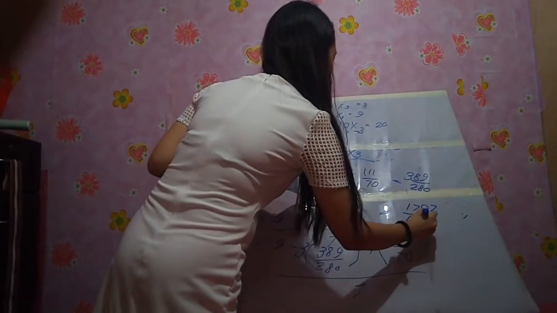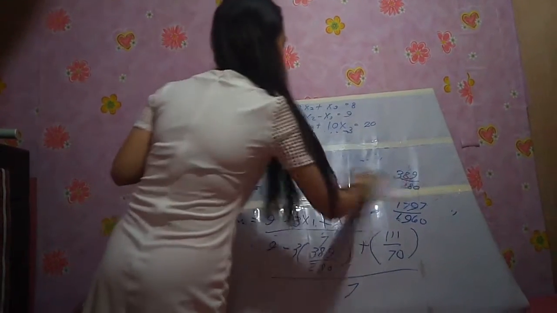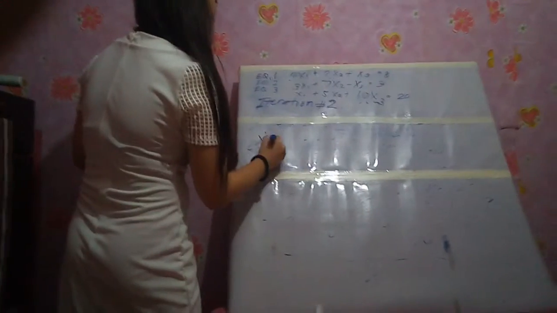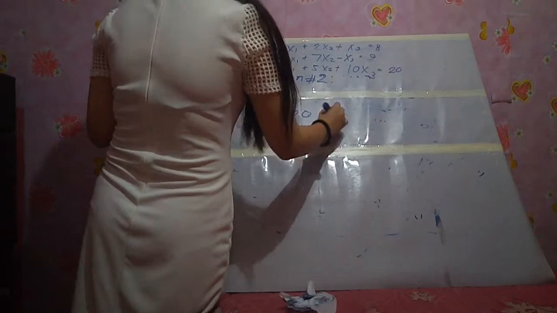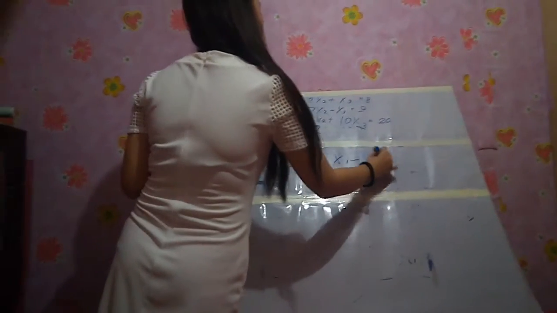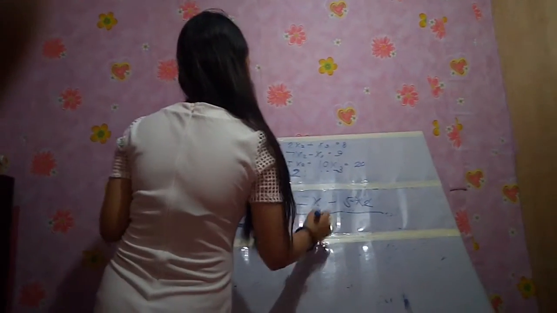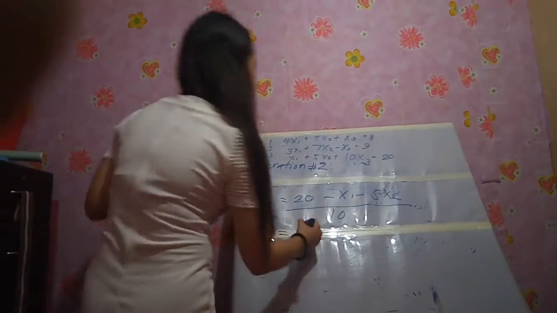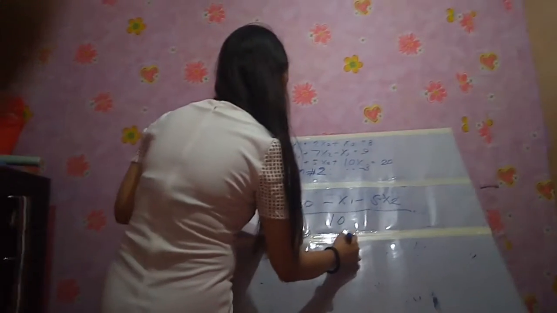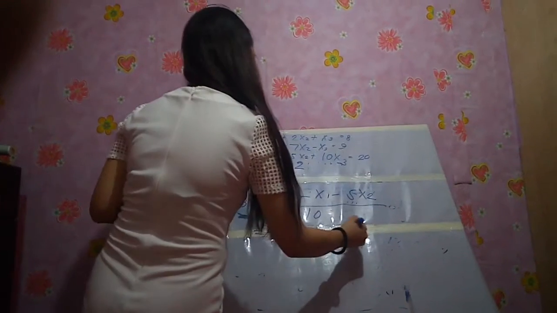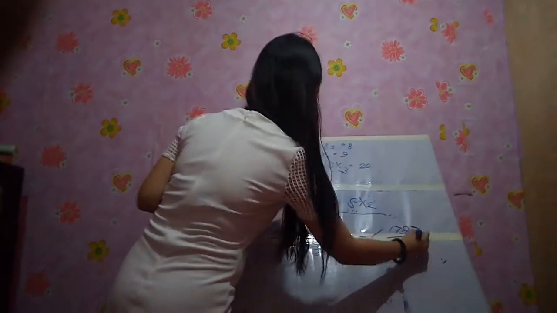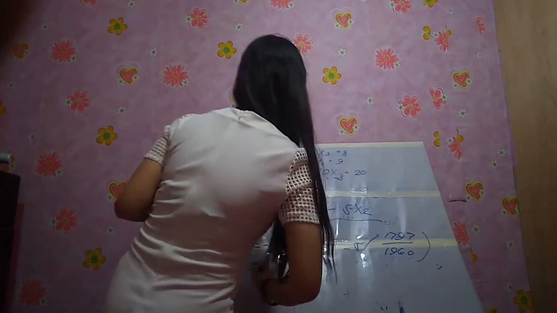which gives us the value of 1797 all over 1960. And lastly, for our last equation, which is x3, will be equal to 20 minus x1 minus 5x2 all over 10. This one will now substitute the values of x1 and x2 in iteration number 2. So it will be 20 minus 389 all over 280 minus 5 times our x2 in iteration number 2, which is 1797 all over 1960, all over 10, which will be 1.4027.